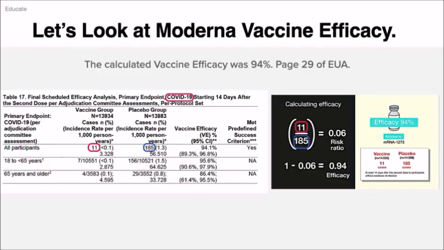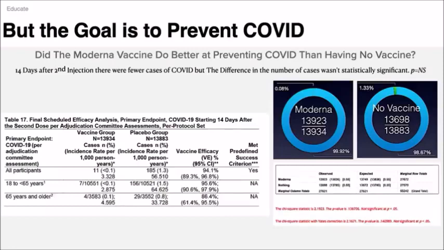Now let's look at the likelihood that it's not going to cause COVID, because that is, after all, the goal. So in the vaccinated group, there were 13,934 people. There they are. 11 ended up with COVID, which leaves you with 13,923. That's the rate. Non-vaccinated group, 13,883. 185 with COVID, therefore 13,698 did not. It is amazing what you can find if you go into the documents and dig, but you have to dig.